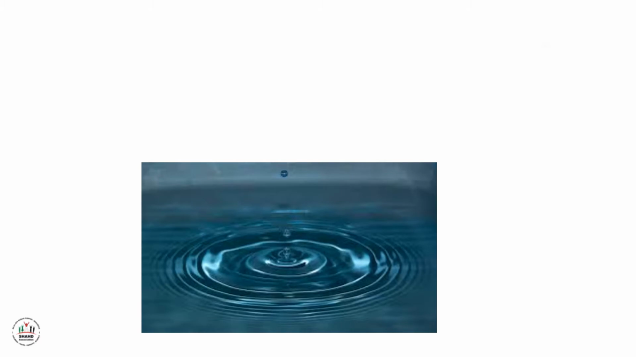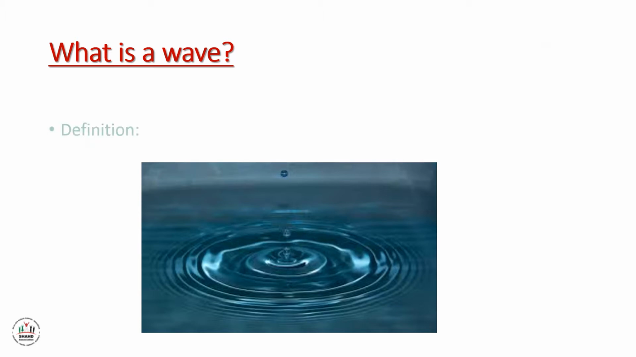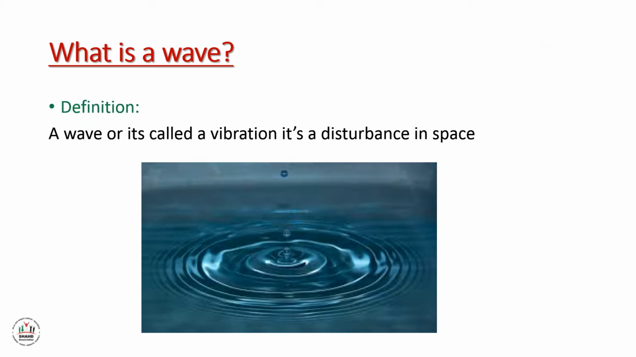As we saw in the Explore section, we saw some real examples where we have a wave. What's a wave? As a definition, a wave, or it's called a vibration, it is a disturbance in space. As you can see in this picture, when the water droplet strikes the surface of water, it will produce a wave.